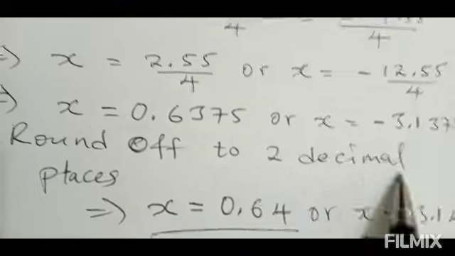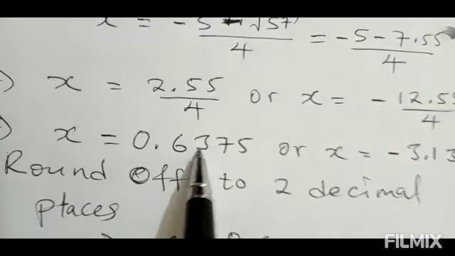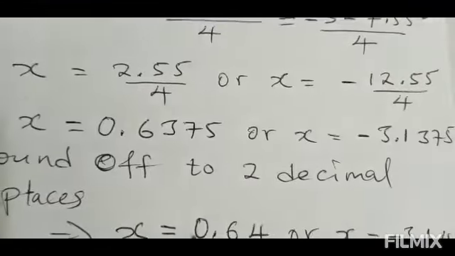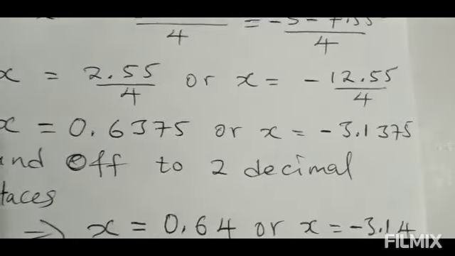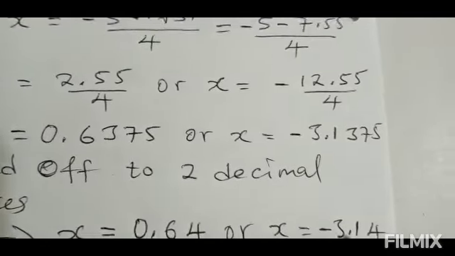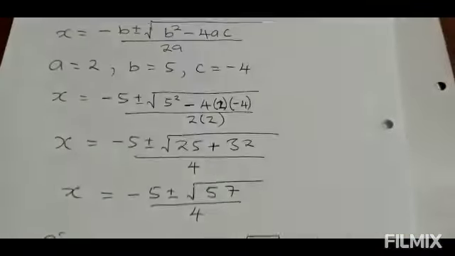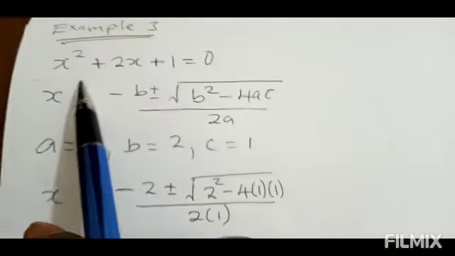If we say round off to 2 decimal places, of course, x is equal to 0.64, or x is equal to minus 3.14. So this is where you need to use the formula, because you cannot find the exact solution. You have to approximate. Now example 3.